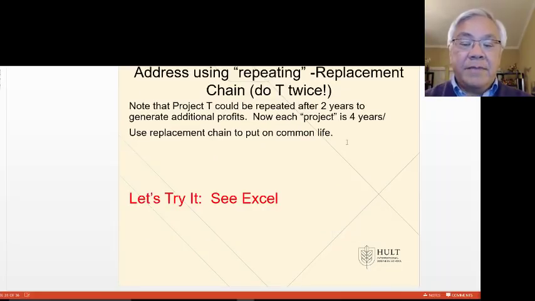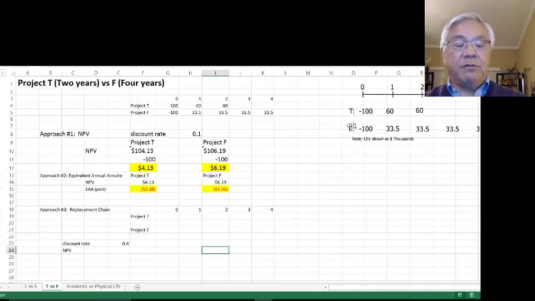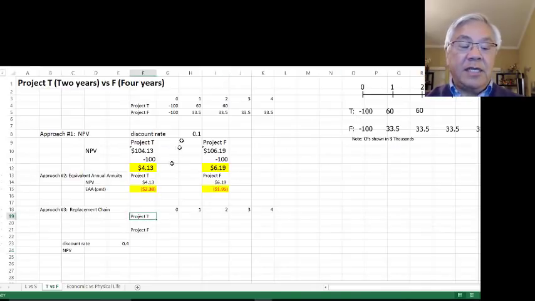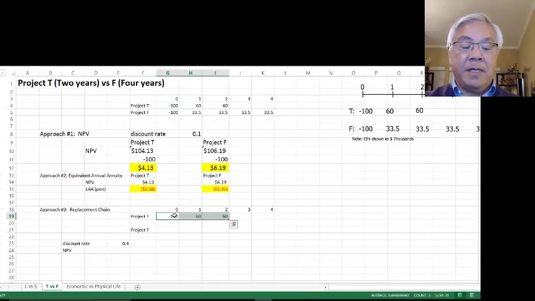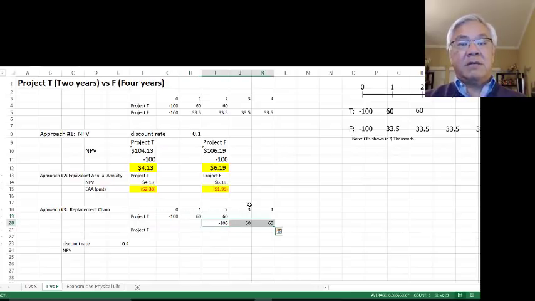All right. Okay, so now we'll look at another approach, which is called the replacement chain, where we repeat the shorter project again so that we can equalize the time difference. So let's look at this, and we have to do a little formatting here. So project T will capture the first two years, copy, put it here. So we see one project of -100, 60, and 60. Then we do it again. We say, okay, let's copy that, and at the end of year 2, let's do it all over again. So at the end of year 2, we'll invest another 100 and get 60 for the 2 years after that.